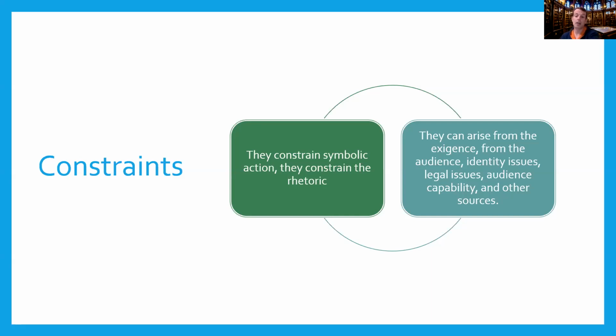So constraints, they constrain symbolic action, they constrain the rhetoric, they can arise from the exigence, arise from audience, identity issues, which is exactly what George W. Bush had to deal with when he was saying, look, we're not trying to go after Islam as an identity or anything like that.